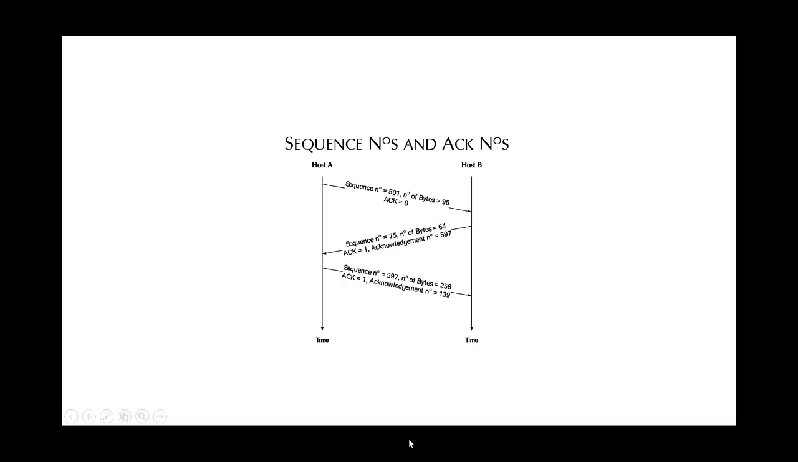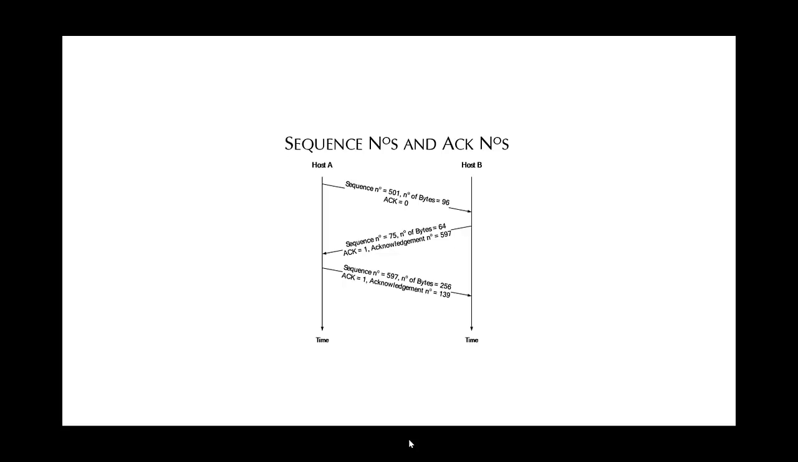Subsequent segments will have their sequence numbers incremented by the number of bytes sent in the previous segment. So if host B sends a segment to acknowledge a segment received from host A, the segment will have its ACK flag set to 1 and will carry an acknowledgement number. This is set to the value of the next sequence number that host B expects to receive from host A.